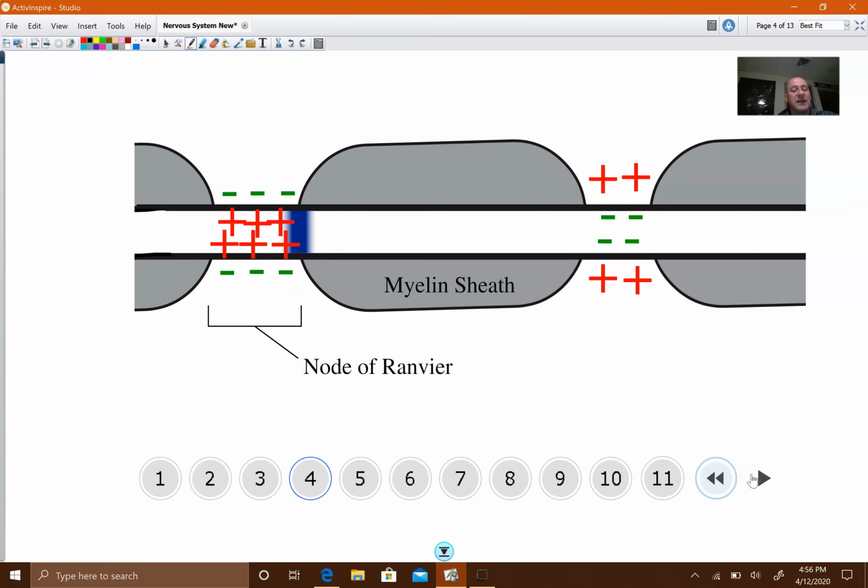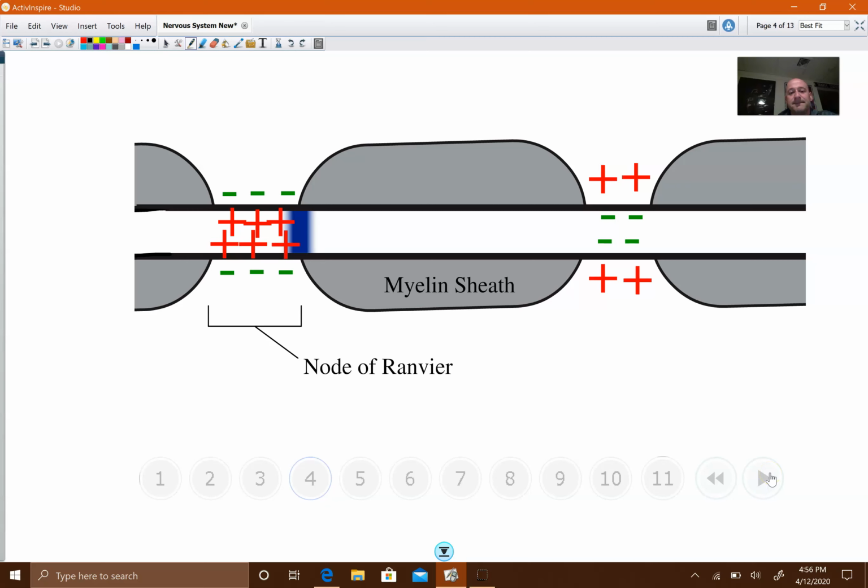Notice that when this electrical charge occurs, the inside of the cell changes its charge. It goes from being negatively charged inside to positively charged. And you may remember from the beginning of the year, we talked about cells being negatively charged because they maintain an electrochemical gradient. And that is maintained, in this case, by the sodium-potassium pump, which we'll talk about in a little bit.